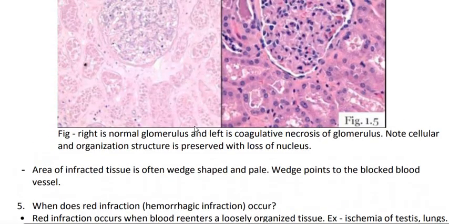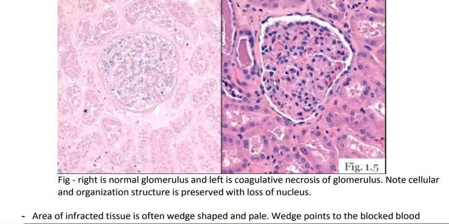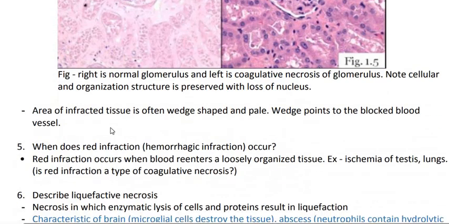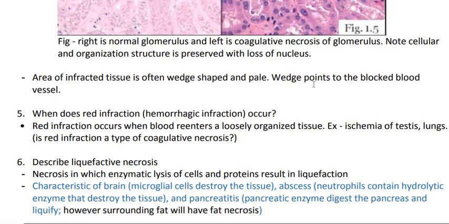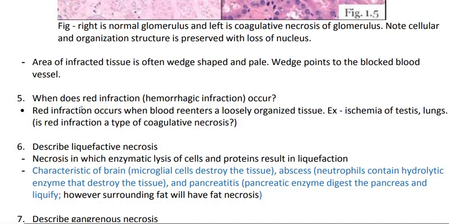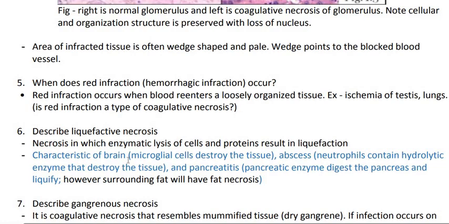Coagulative necrosis occurs from ischemia in all organs except the brain. In this picture, coagulative necrosis of the glomerulus: the right is the normal glomerulus and the left is coagulative necrosis, with organized structure preserved, loss of the nucleus, and a pale wedge-shaped area of infarcted tissue from a blocked blood vessel. A red infarct occurs when blood enters loosely organized tissue, for example ischemia of the testes or lungs, which is a type of coagulative necrosis.